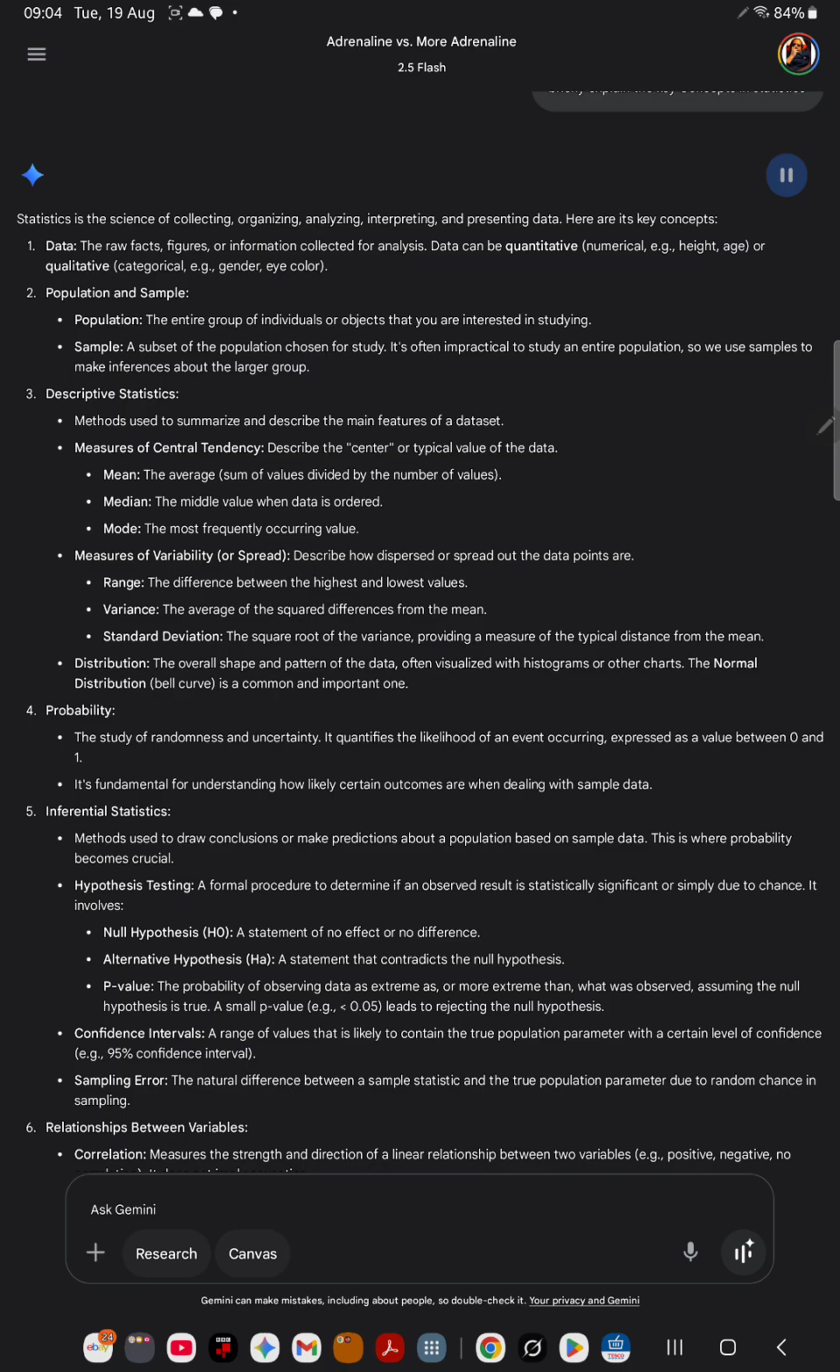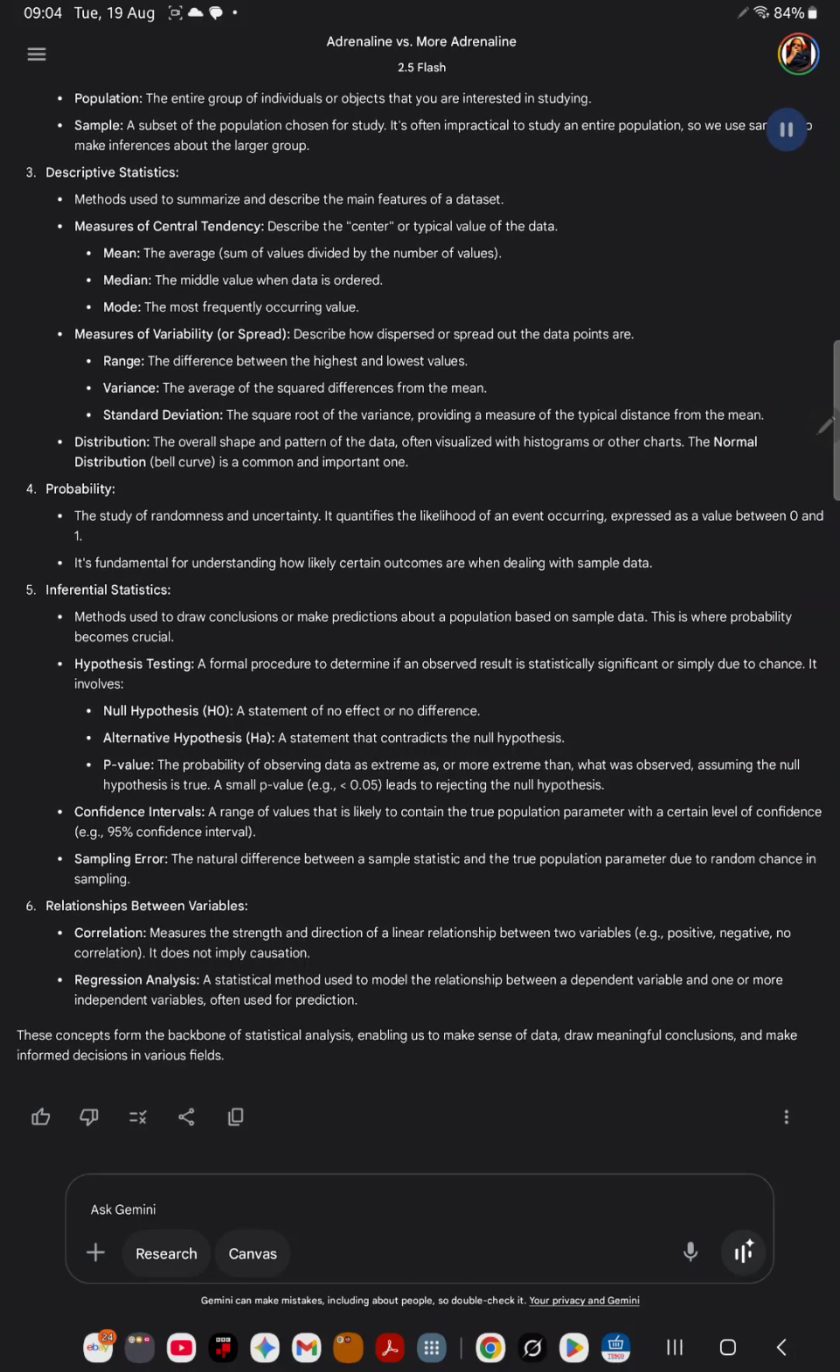P-value: the probability of observing data as extreme as, or more extreme than, what was observed, assuming the null hypothesis is true. A small p-value, e.g., less than 0.05, leads to rejecting the null hypothesis. Confidence intervals: a range of values that is likely to contain the true population parameter with a certain level of confidence, e.g., a 95% confidence interval. Sampling error: the natural difference between a sample statistic and the true population parameter due to random chance in sampling.